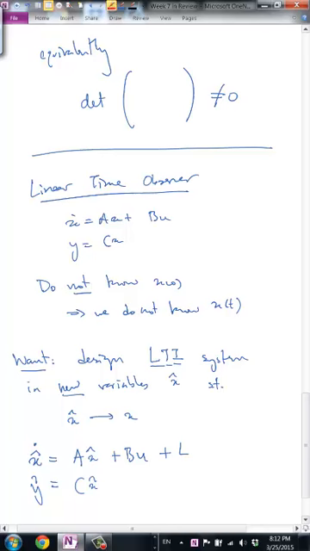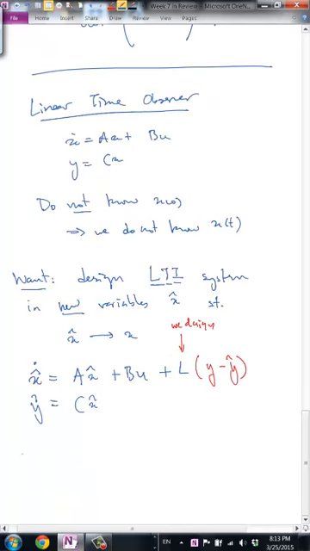So we design L. And what it's going to multiply is y minus y hat. Now why does this make sense? Because y is the output that we observe, y hat is the output of our made-up system, and if those two are different, then x hat is definitely not the same as x. Okay, so this is why this is a sensible thing to do. So the question is how to design L. This is one of our questions.